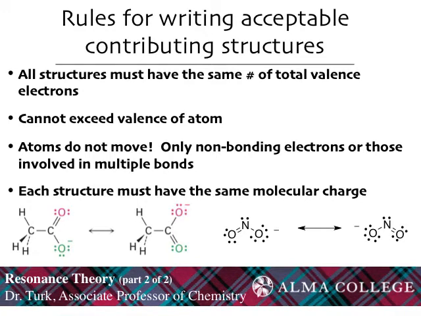Our last rule says each structure has to have the same molecular charge. And if we look here, acetate has a net charge of -1 and -1, and nitrate is -1, and this structure of nitrate is -1 as well. The next set of rules is going to help us identify, if we have more than one resonance structure, which one represents the best Lewis structure.